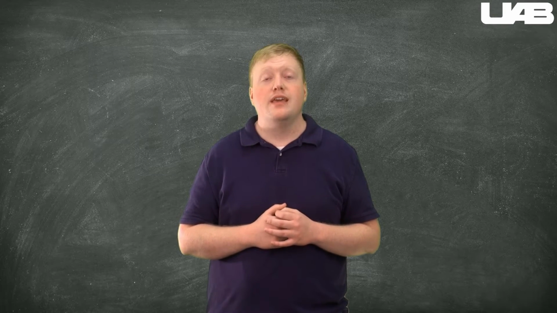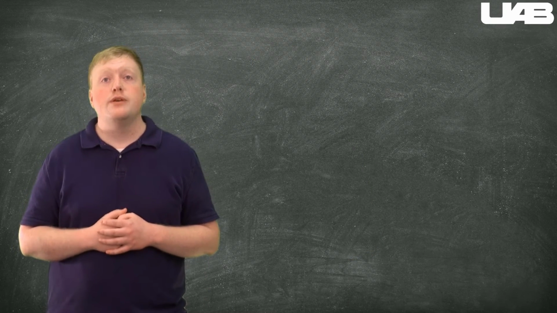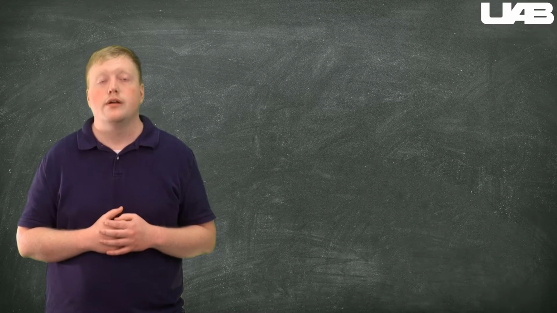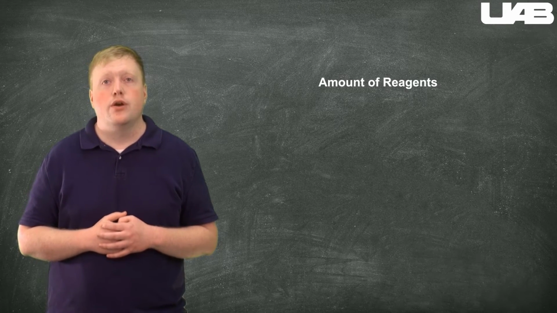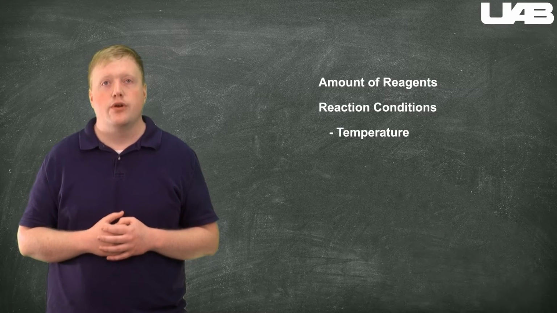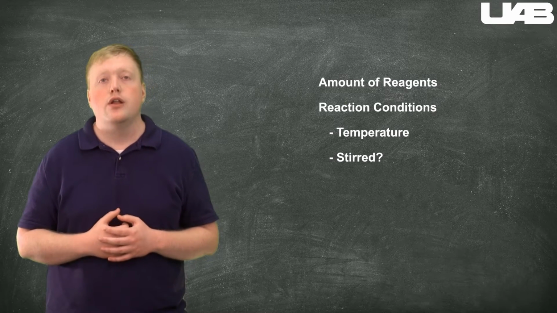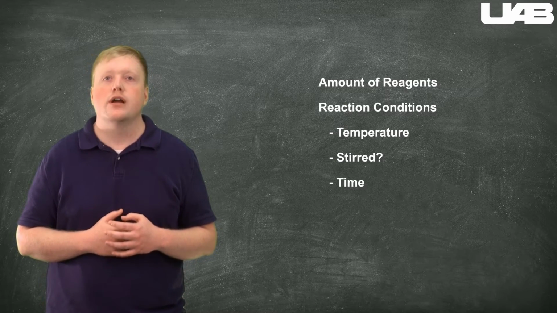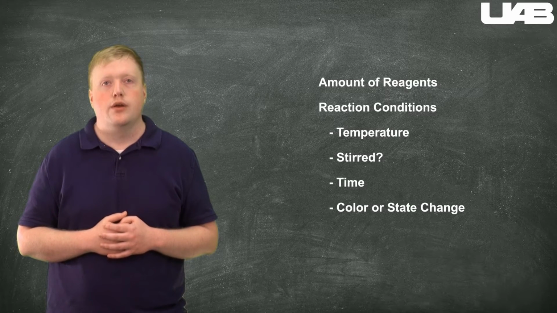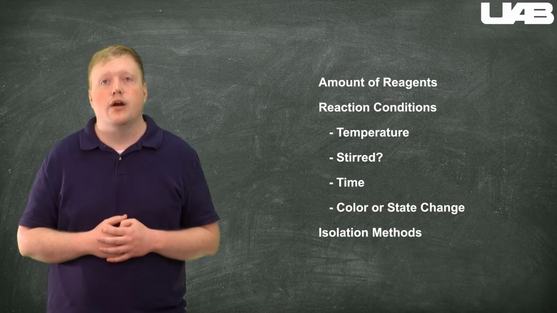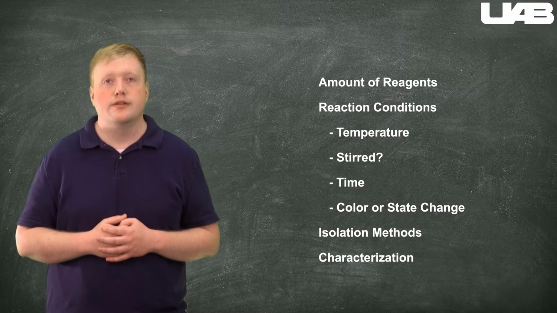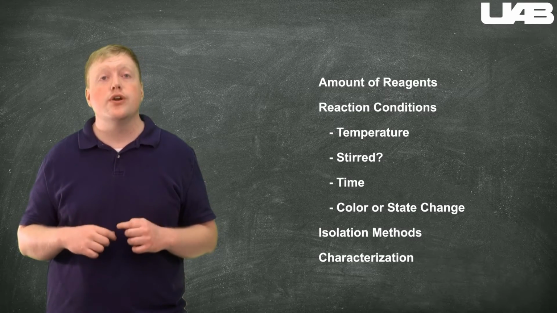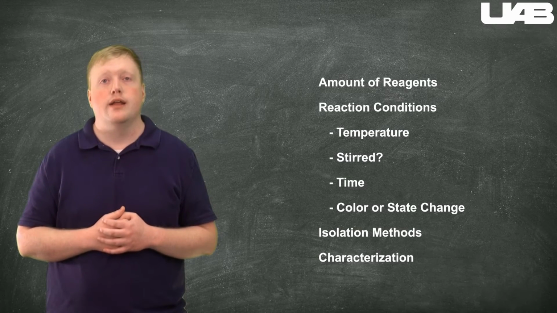This section should be the easiest to write, especially if you keep good notes of what you did in your laboratory notebook. So what kind of things do you need to be writing down in your lab notebook? Well, the amounts of reagents used, what type of glassware was used, reaction conditions like temperature, was the reaction stirred, how long did the reaction continue, was there a color change or change of state, what method was used to isolate the product, and how was the product characterized. Making note of these things during the experiment will greatly help you when writing the lab report.